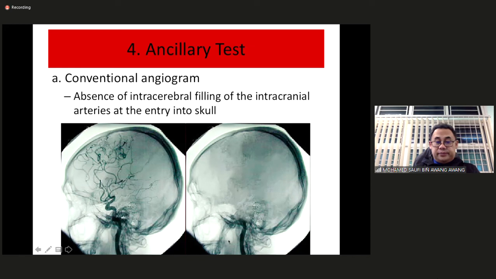The one on the right, you can see this is brain dead. There's no flow inside the brain. So then you see the blood is actually cut at the neck. It doesn't flow into the brain. All right. So conventional angiogram is the best investigation to confirm a brain death.